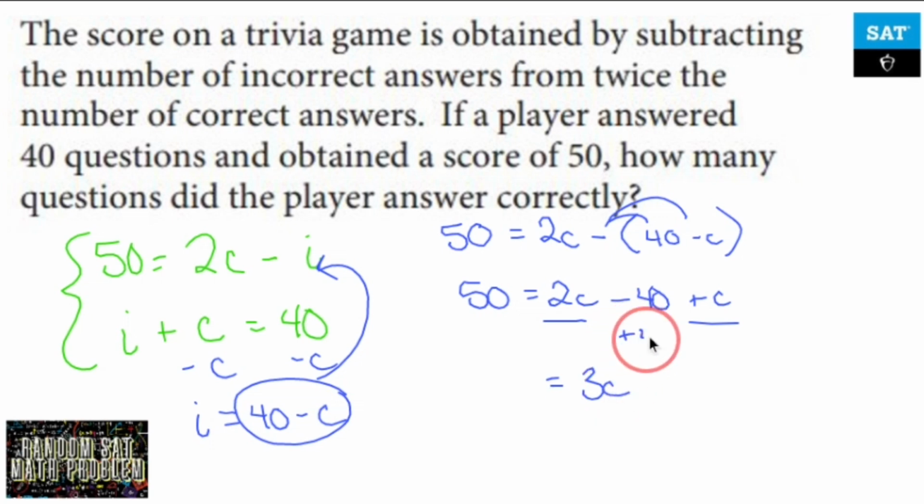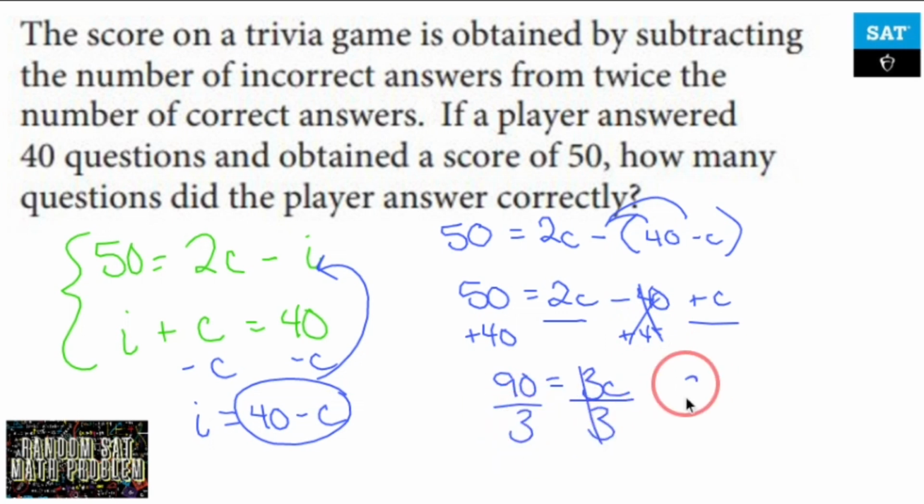Let's add 40 to both sides to give me 90 on the left. Divide both sides by 3. And the correct answer is 30.